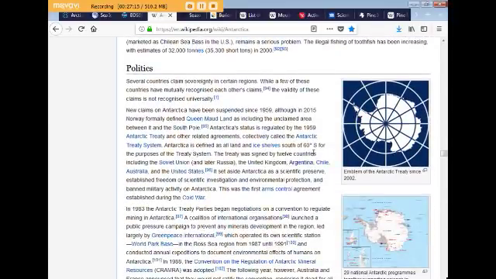Now, here are the politics. Several countries claim sovereignty in certain regions. While a few of these countries have mutually recognized each other's claims, the validity of these claims is not recognized universally. New claims on Antarctica have been suspended since 1959. Although in 2015 Norway formally defined Queen Maud Land as including the unclaimed area between it and the South Pole.